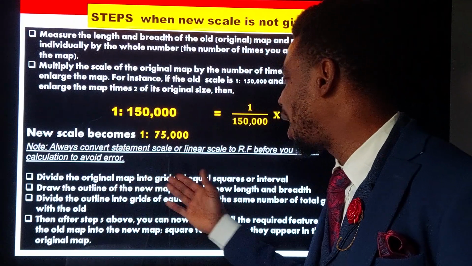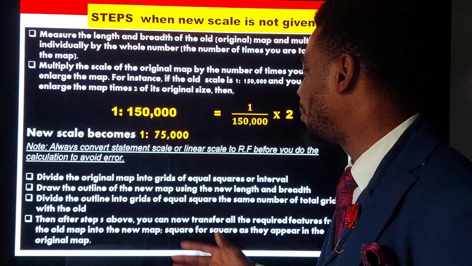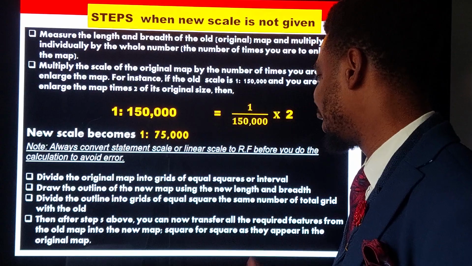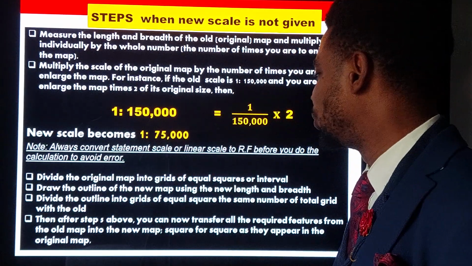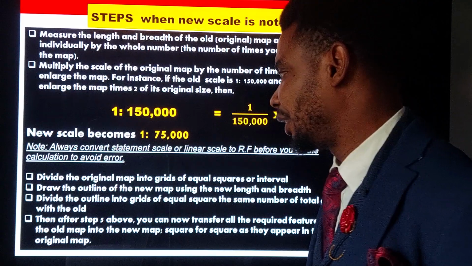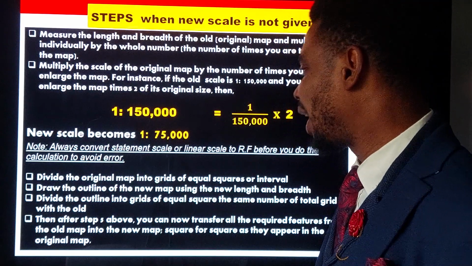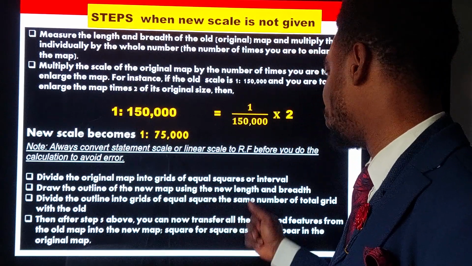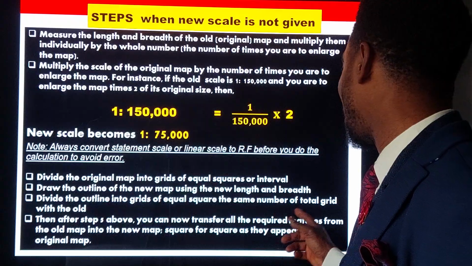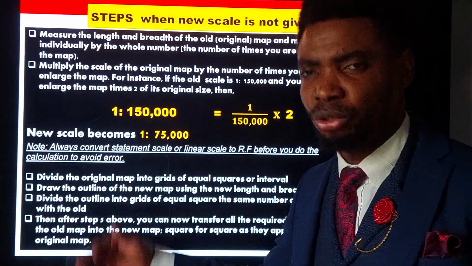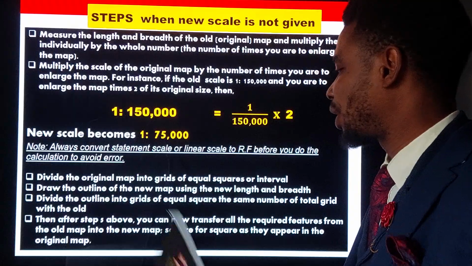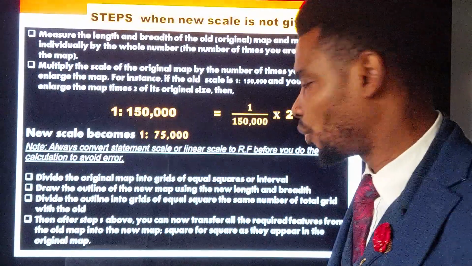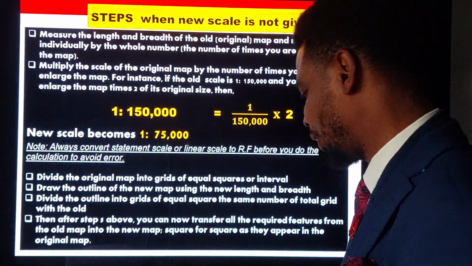So for the original map, you divide it into grids of equal squares or interval. Then you draw the outline of the new map using the new length and new breadth. Then divide the outline into grids of equal squares, the same total number of grids as the old map. Then after that, you transfer the features square for square accordingly.